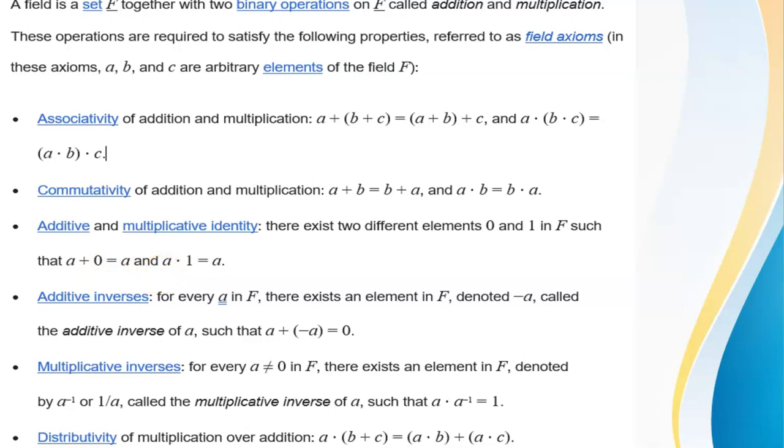Additive inverse. For every a in F, there exists an element in F denoted −a, called the additive inverse of a, such that a + (−a) equals 0. Next, multiplicative inverses. For every a not equal to 0 in F, there exists an element in F denoted by a inverse or 1/a, called the multiplicative inverse of a, such that a · a inverse equals 1. Next, distributivity of multiplication over addition: a · (b + c) equals a · b + a · c.